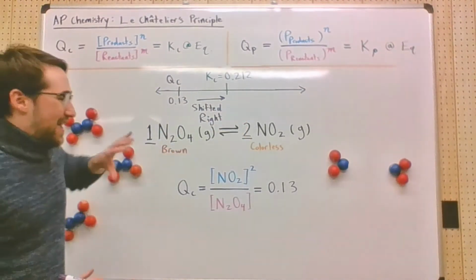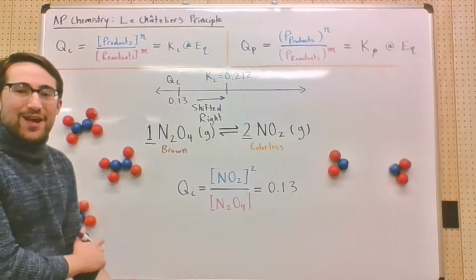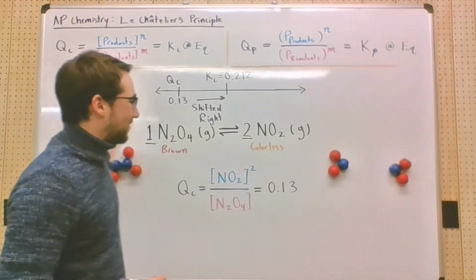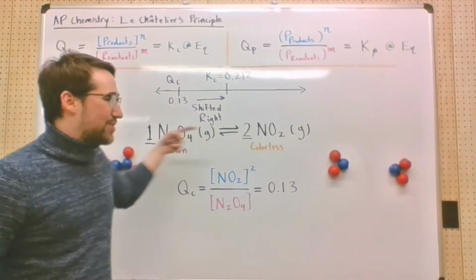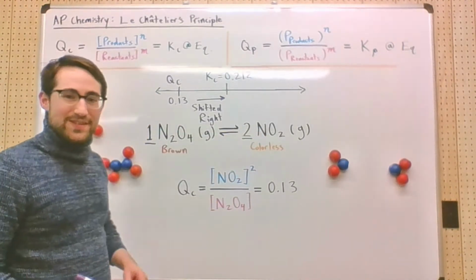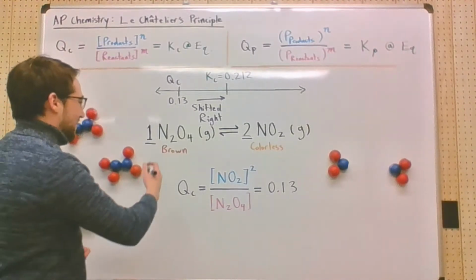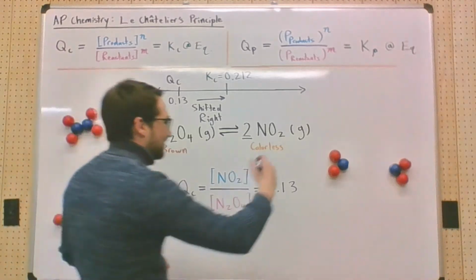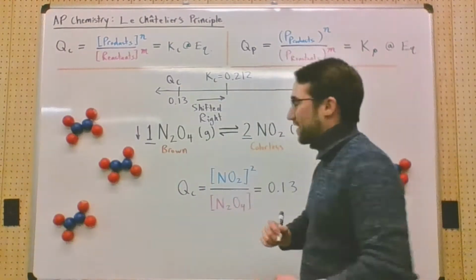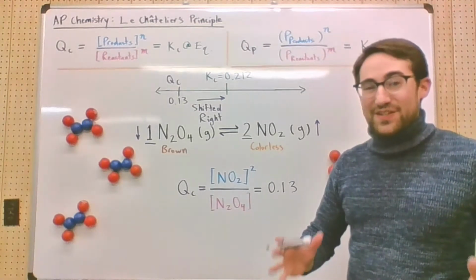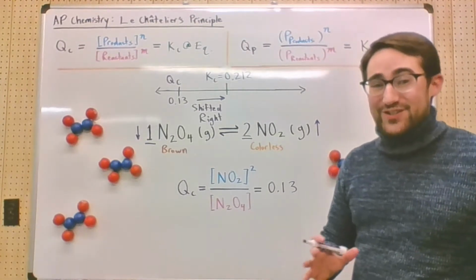All right. So at this moment in this snapshot, my reaction is shifted to the right. It's shifted in the forward direction to produce more of this NO2 and to use up some of this N2O4. So my reactant's going down and my product is going up. So we can learn something about the state of the reaction before it reaches equilibrium.